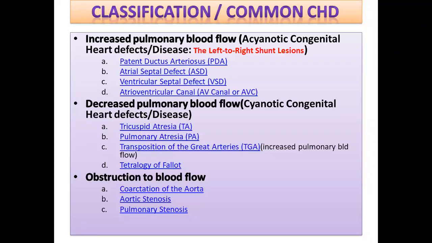We had one example or one important topic from each and every category. Like we saw PDA, atrial septal defect, ventricular septal defect. Then we saw tetralogy of Fallot. Then we saw pulmonary stenosis.